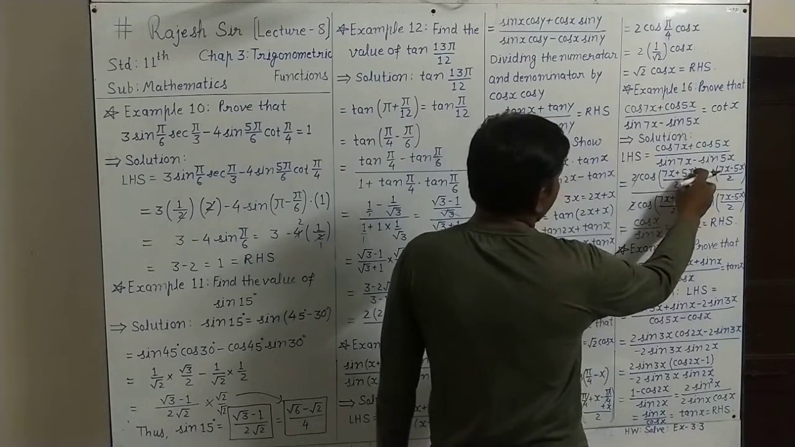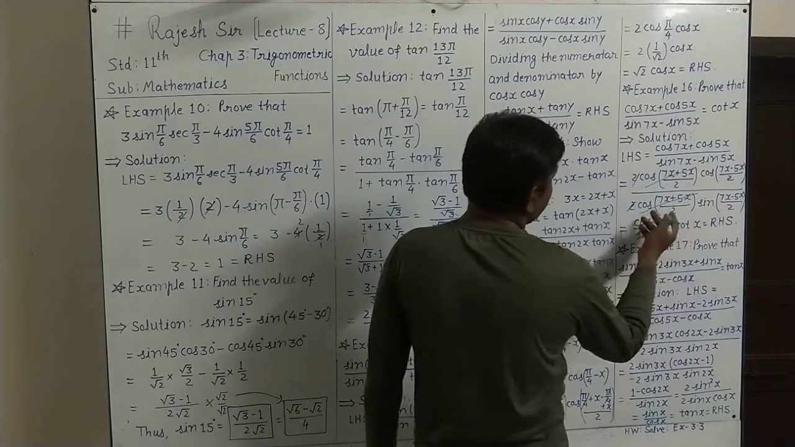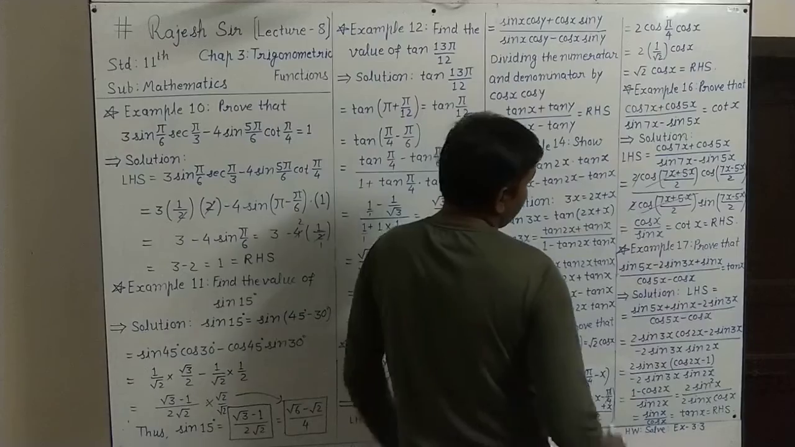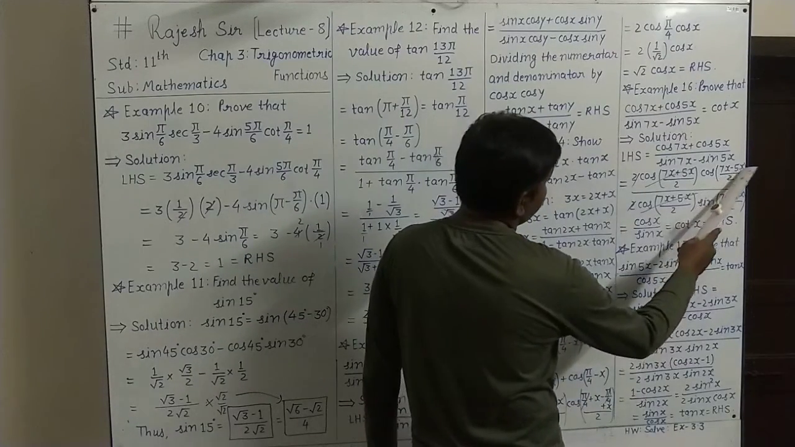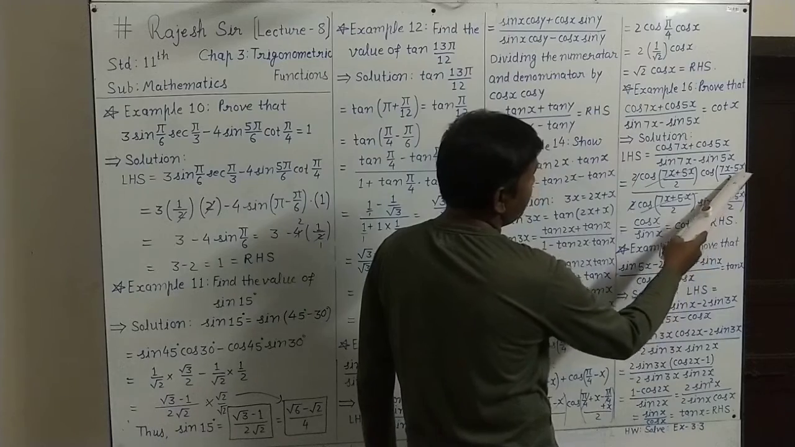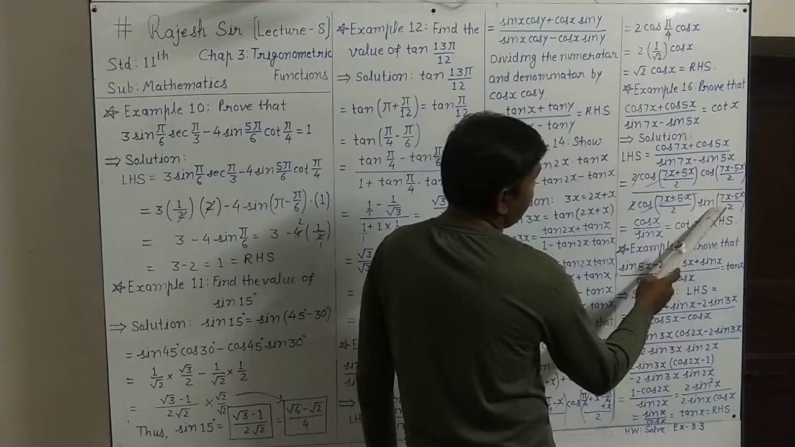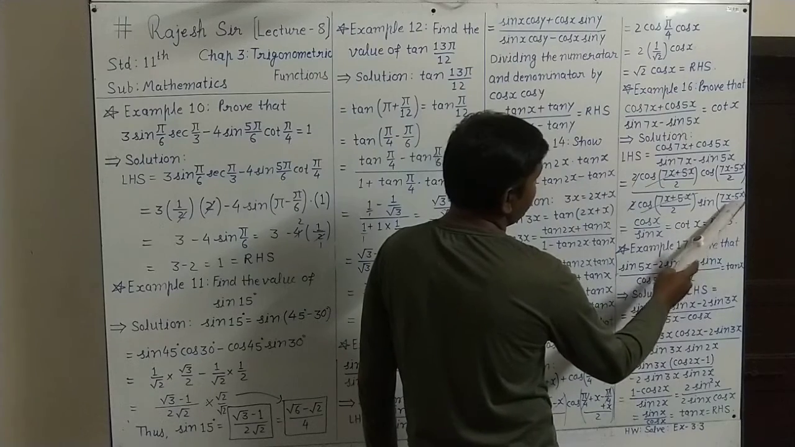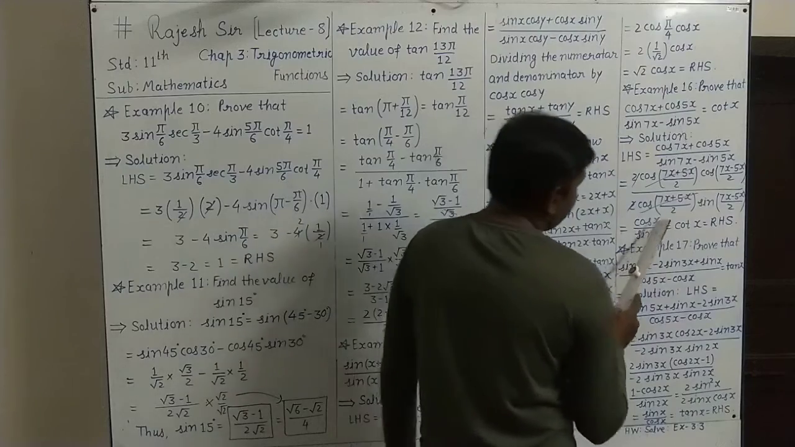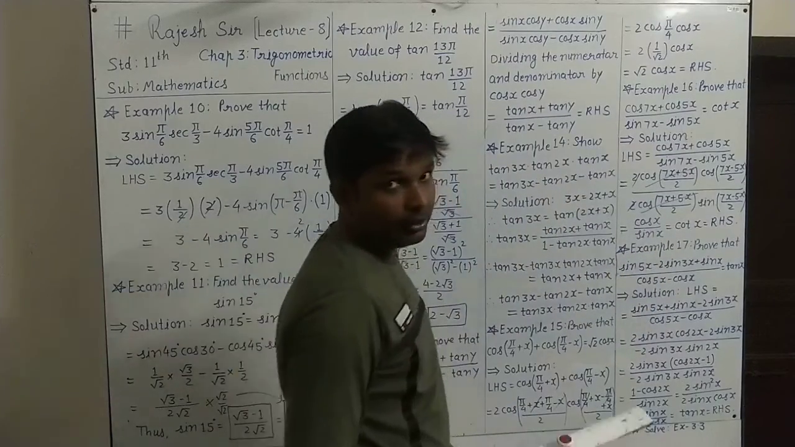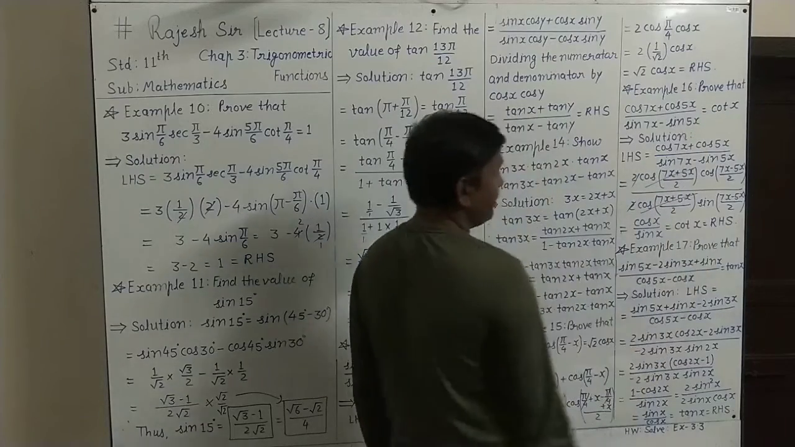Cos 7x plus 5x, 12x by 2 is 6x. Cos 6x and cos 6x down also we can cancel. So up there what is remaining? Cos of 7x minus 5x is 2x by 2, 2 cancel, cos x only. And down, similarly sin of 7x minus 5x upon 2 means 2x upon 2, 2 cancel, sin x only. And cos x upon sin x equals cot x, that we know. And that is only what we wanted. So it is the right hand side.